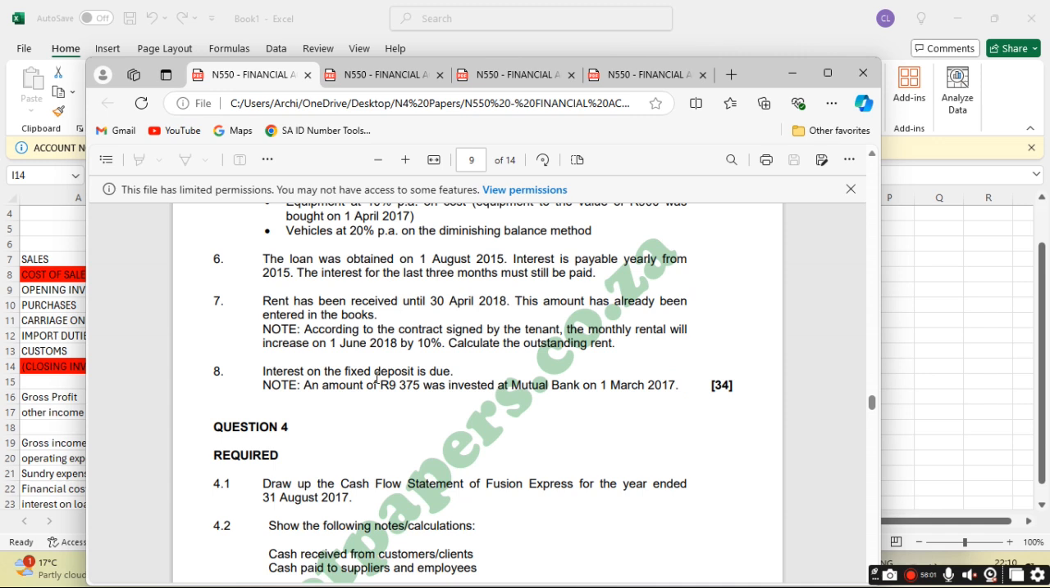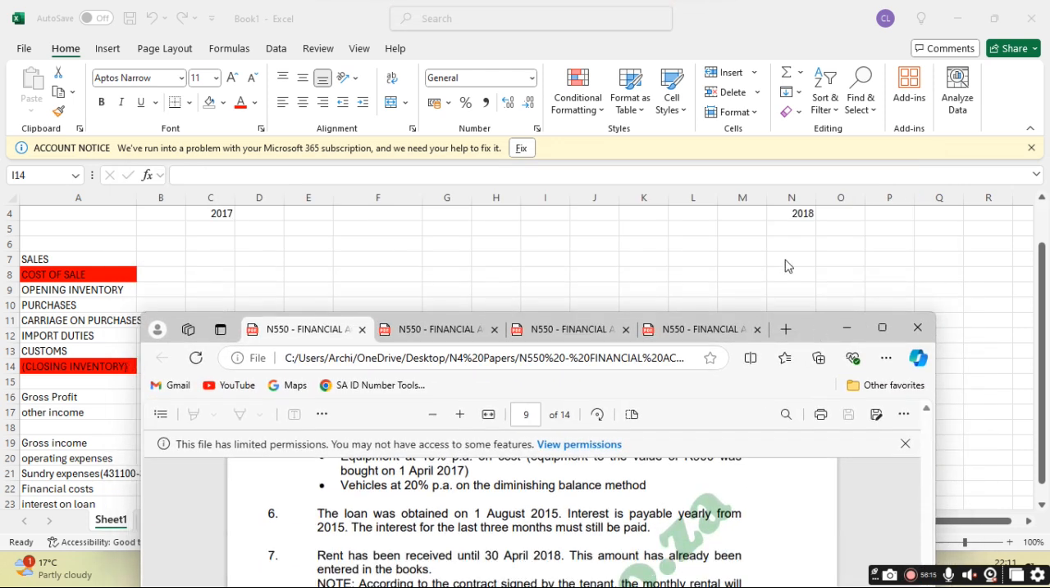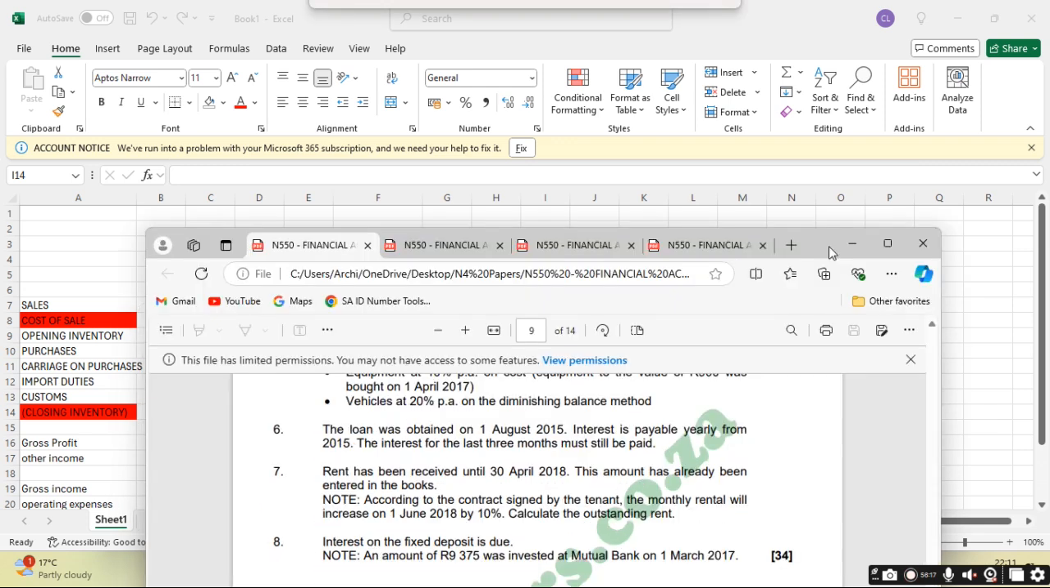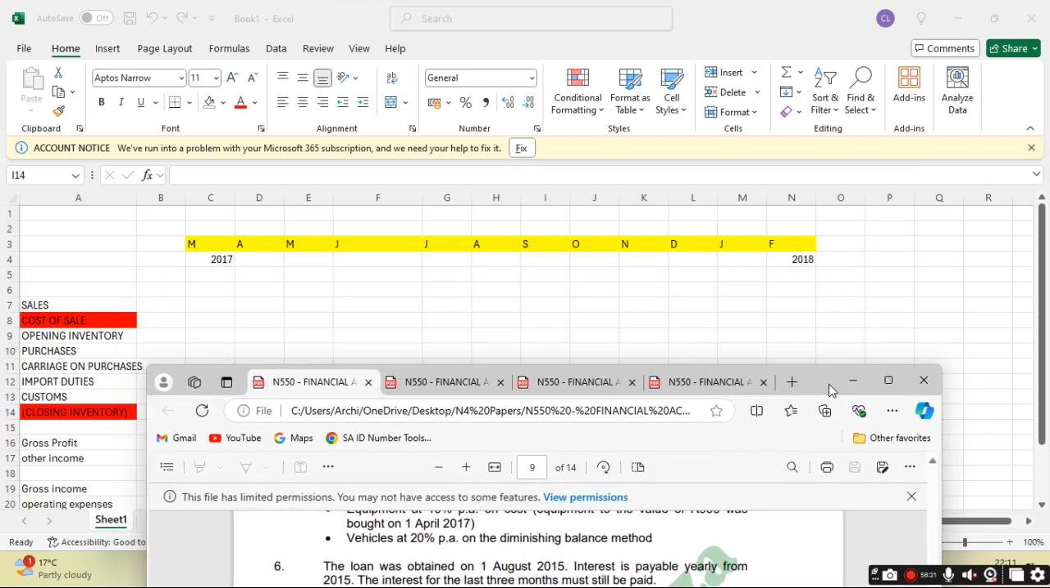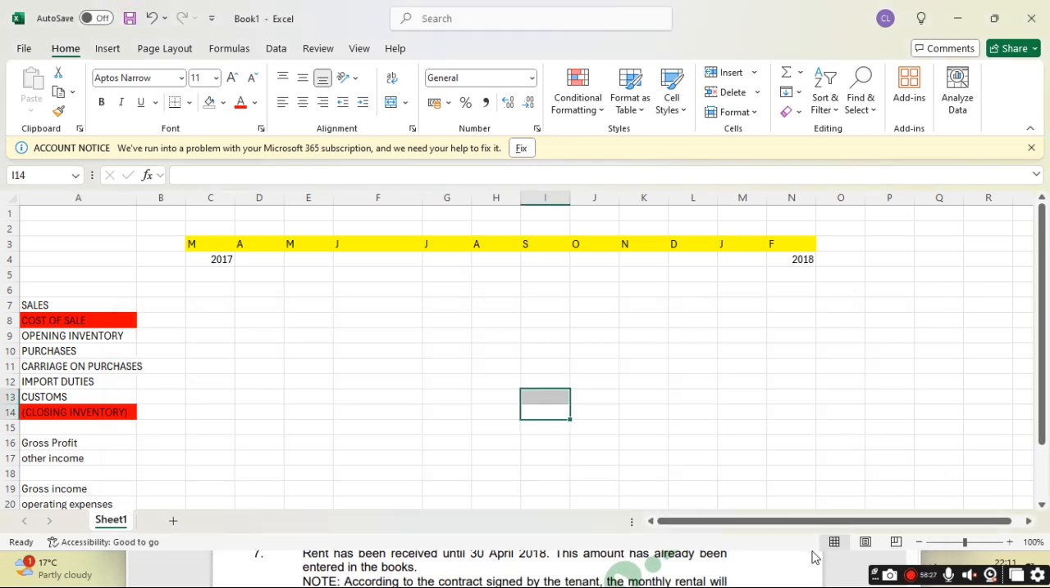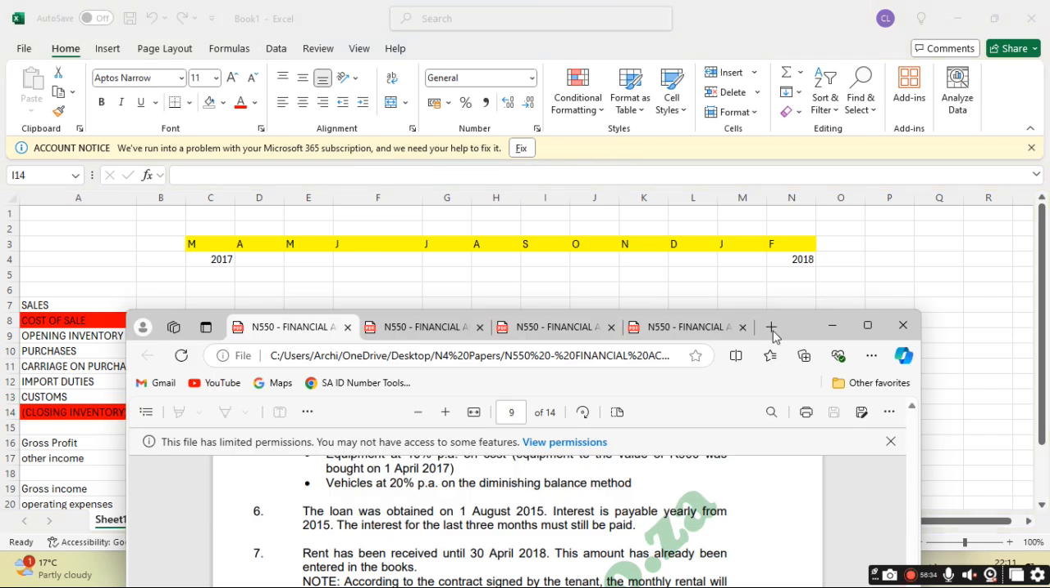And then interest on fixed deposit is still due. An amount of 9,375 was invested at Mutual Bank on 1 March 2017. 1 March. Where is 1 March? Oh no, 1 March 2017, so meaning at the beginning of our financial period. Ah man, this is another question paper. I forgot. Okay, so going back to our question paper, let's see.